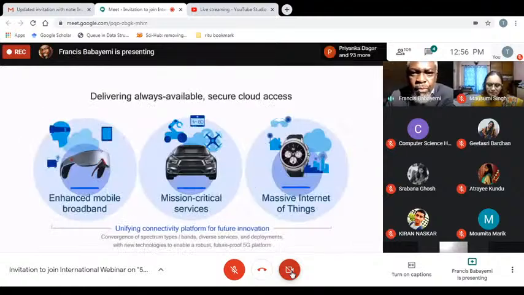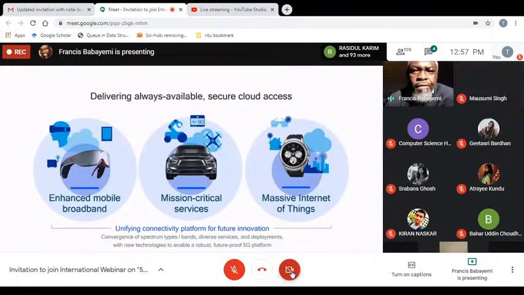Okay, so what does this mean? It means 5G is capable of facilitating what we call forward compatibility. What do I mean by forward compatibility? The ability to flexibly support future services that are unknown today.